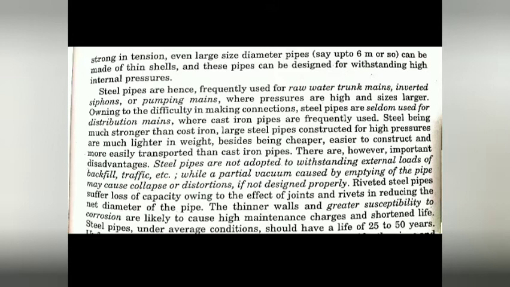Riveted steel pipes suffer loss of capacity owing to the effect of the joints and rivets in reducing the net diameter of the pipe. The thinner walls have greater susceptibility to corrosion, which is likely to cause high maintenance charges and shortened life. These also have around 25 to 50 years of average life. So when we compare to CI pipes, the life duration is quite less, the lifespan is shortened, and the maintenance cost is quite high compared with the CI pipes in order to avoid the corrosion. This is about the steel pipes.